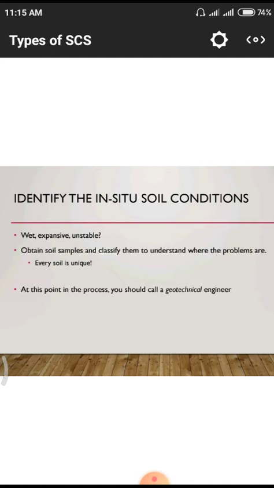That means we have to collect samples from different locations of the land, and then go for laboratory testing methods, to find how much strength is there, whether that strength is suitable for our construction, or whether any modification needs to be done.